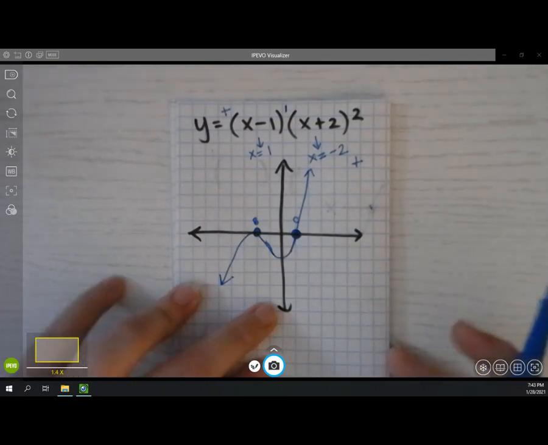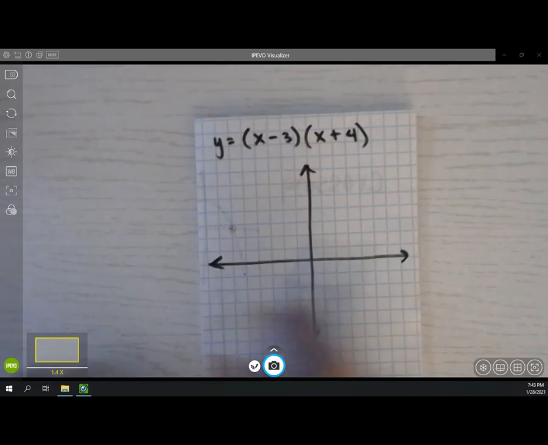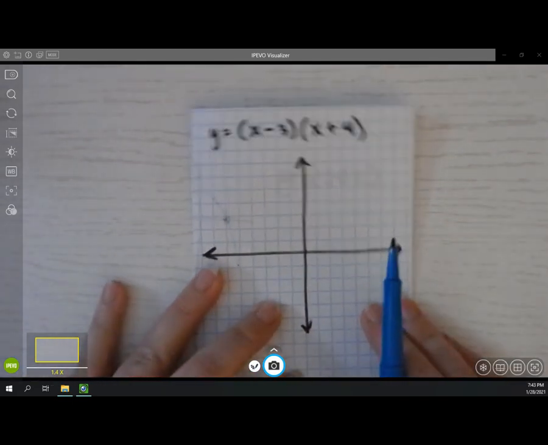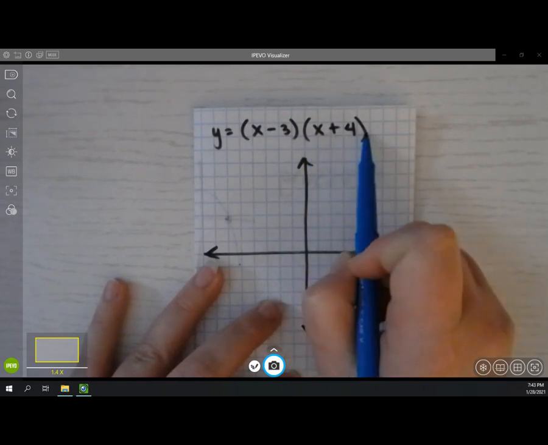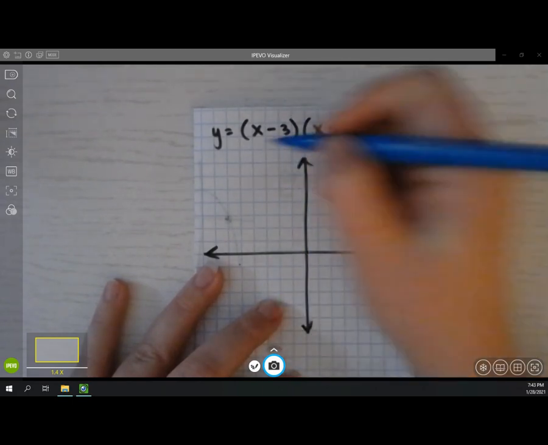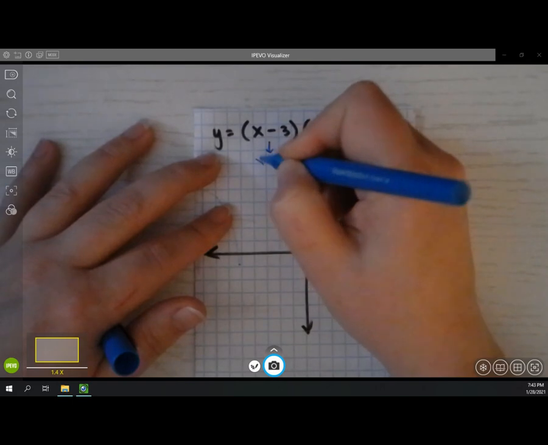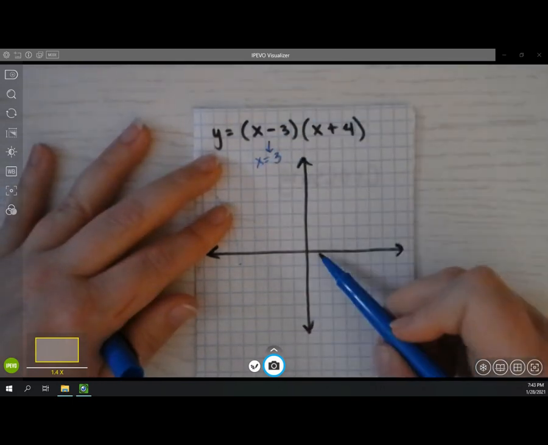We're going to do one more example. I'm going to flip this over. Notice I have x minus 3 and x plus 4. X minus 3, when finding that solution, turns into a positive 3. 1, 2, 3.